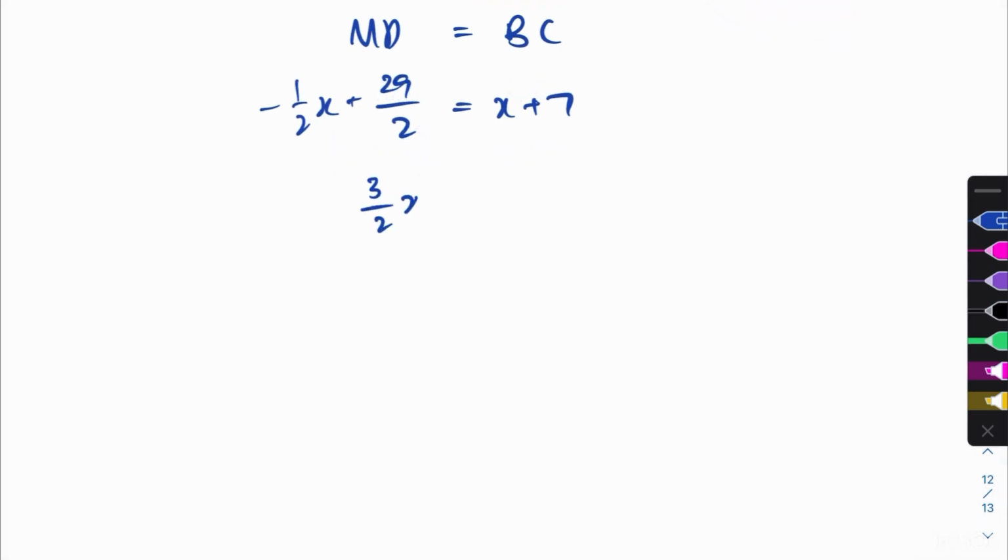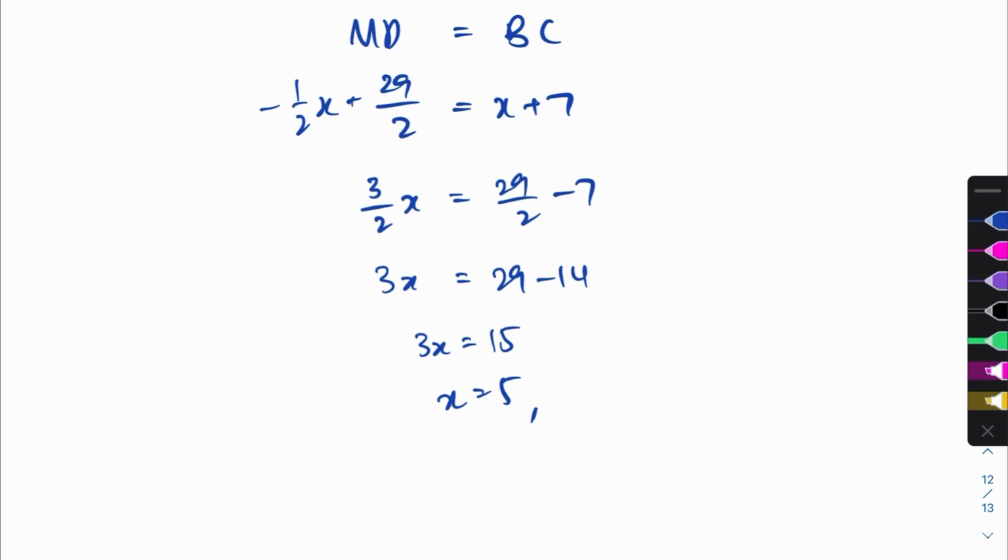So we get 3 over 2x, so we're taking this over to this side and then flipping it. 3 over 2x equals 29 over 2 minus 7. I'm going to times everything by 2, it'll just make it easier. 3x equals 29 minus 14, 3x equals 15, x equals 5. And if x equals 5, then you can substitute it into either of these sides. You should get the same answer. For y equals 12. So our point D is 5 and 12.